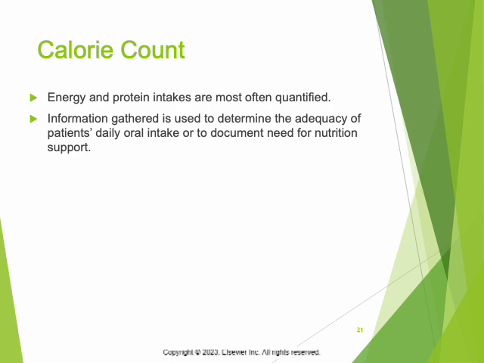Getting a complete calorie count is important in acute and long-term care settings. One of the most important forms of food records is actually the calorie count. All nutrients can be assessed, but energy and protein intakes are what really need to be quantified mostly. Information gathered is used to determine the adequacy of the patient's daily oral intake, and we need to document this and figure out what we need to do to support their nutrition. And think about any nutrition intervention used to minimize patient morbidity, mortality, and complications. That's what we're talking about here.